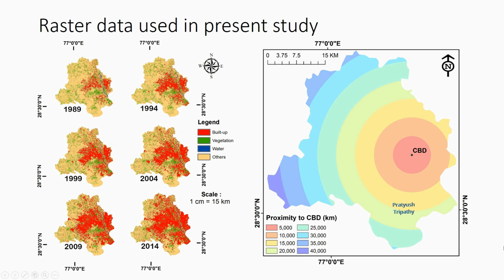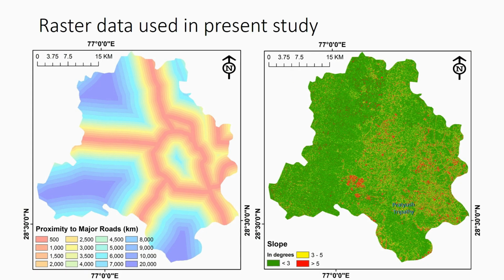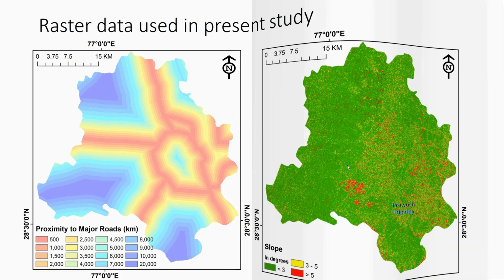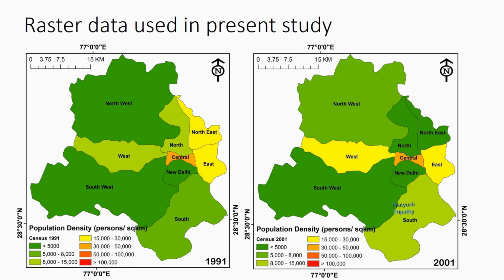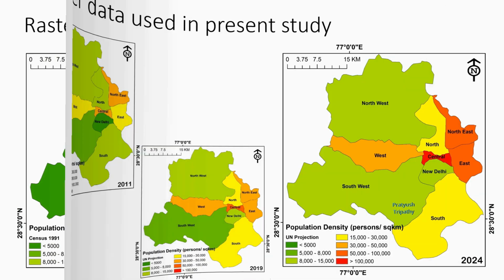So what we'll be using today is land cover data sets and then other supporting growth parameters such as distance to CBD, which is the central business district, the distance to major roads, the slope of the region, and population density map calculated at the ward level.